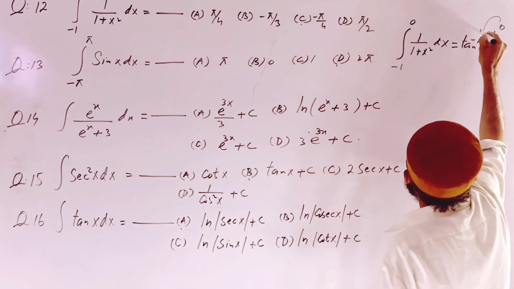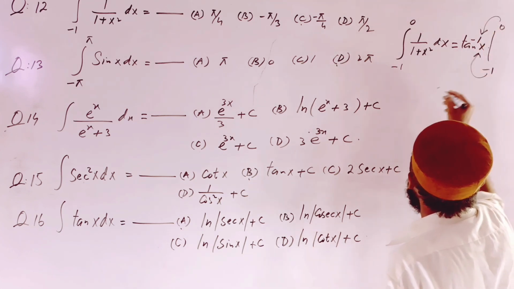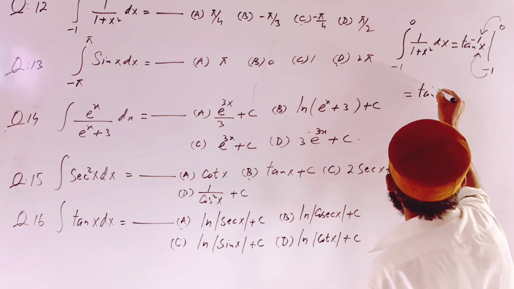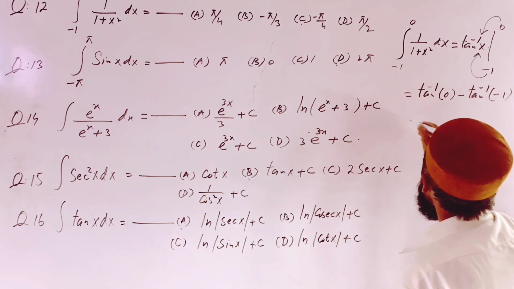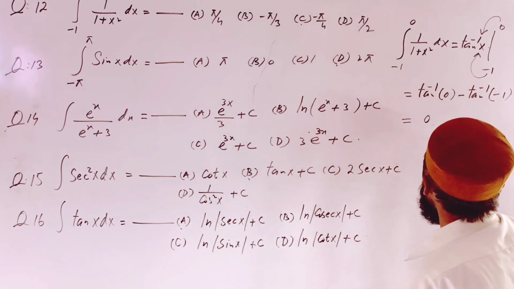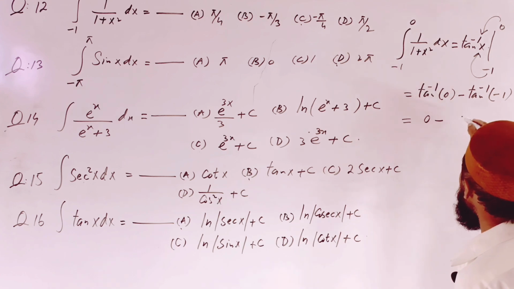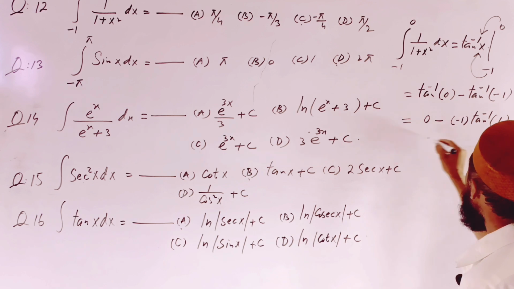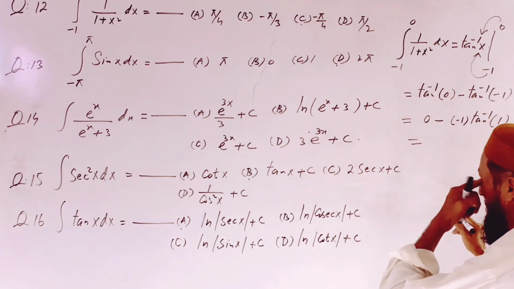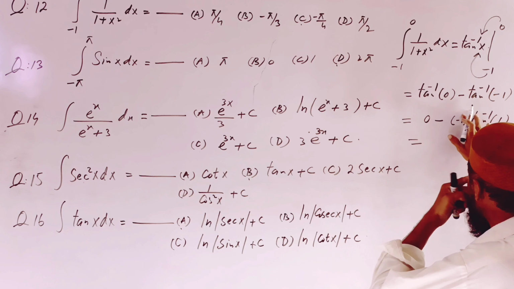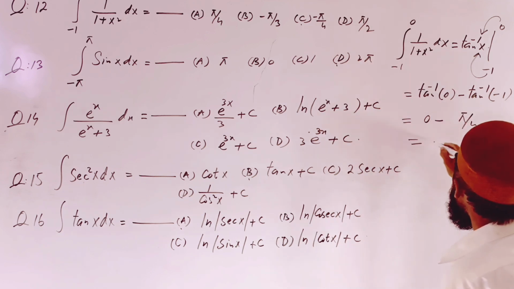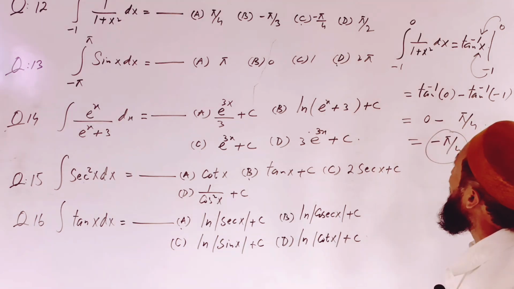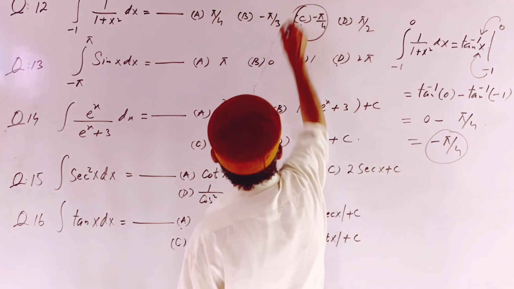In the place of x we put the upper limit first and then the lower limit: tangent inverse 0 minus tangent inverse of minus 1. Tangent inverse of 0 is 0, and tangent inverse of minus 1 is minus pi by 4. So we write minus of minus pi by 4, which gives pi by 4. We check the answer here. C is the correct option.